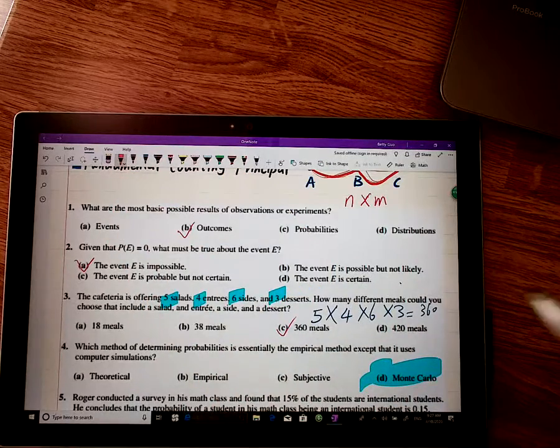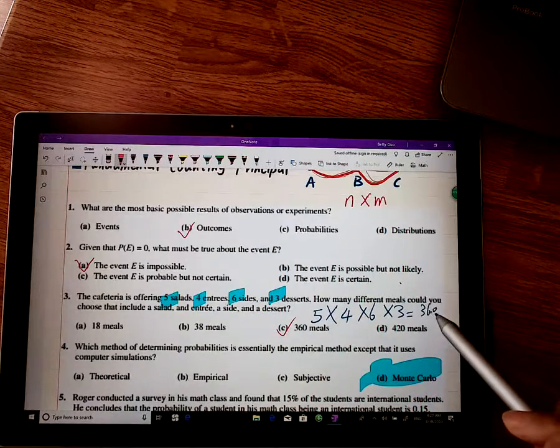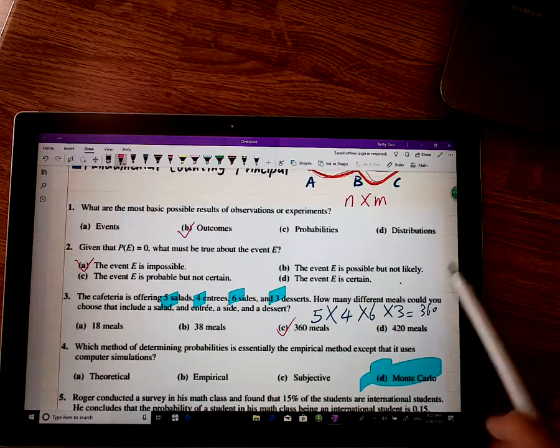That is a fundamental counting principle problem. You have 360 options for completing your task.